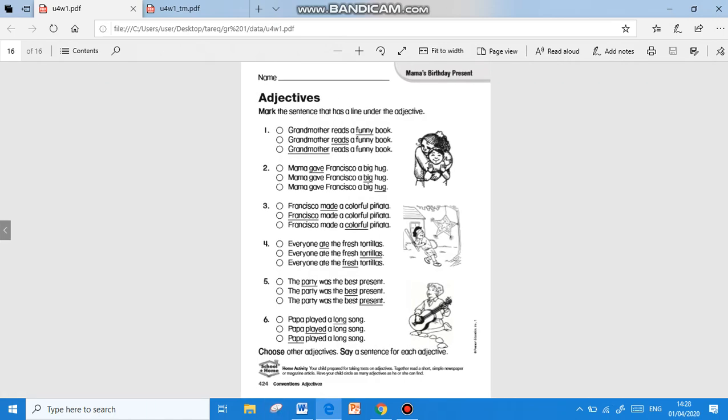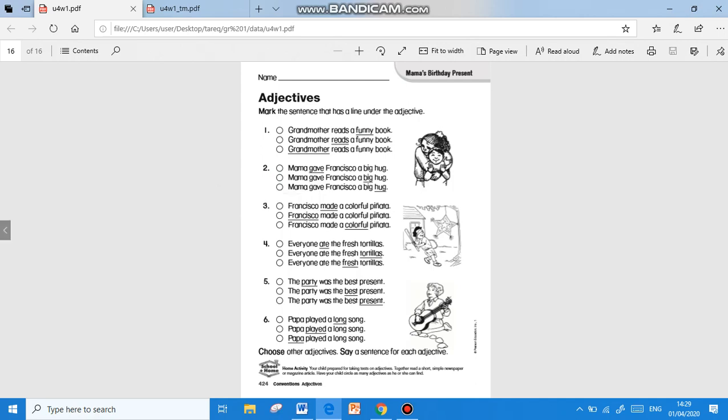Now, open your book on page 424. Look, adjectives. Mark the sentence that has a line under the adjective. Where is the adjective? What do you think in the first one? Grandmother reads a funny book. Funny or reads or grandmother? Excellent. Funny. We are describing her as a funny woman. And how about number two? Mama gave Francisco a big hug. Number two is the answer, because big, we are describing the hug. It was big.